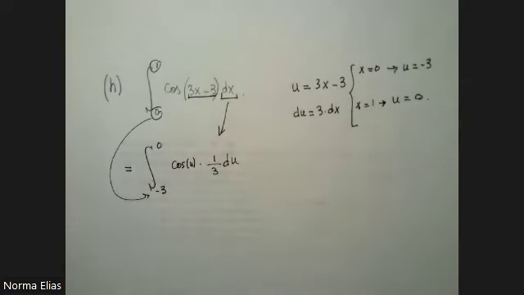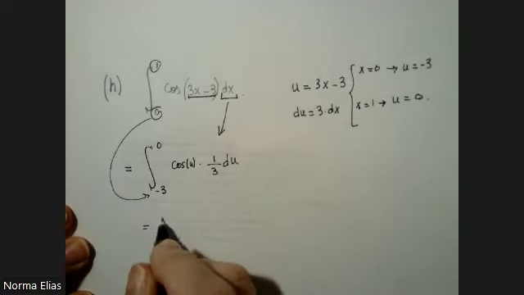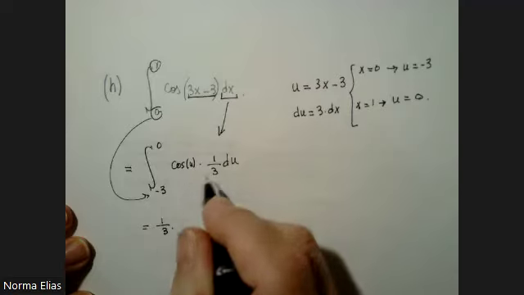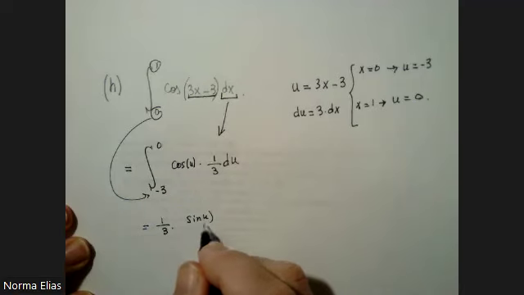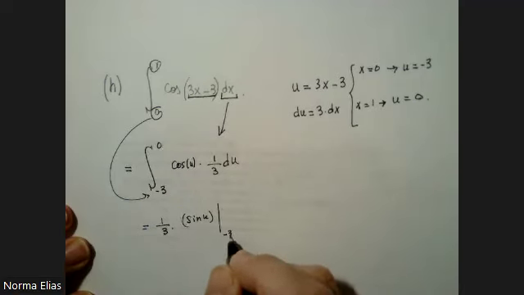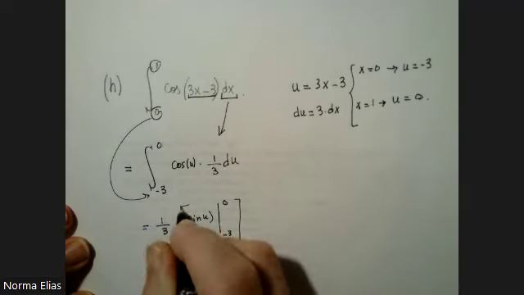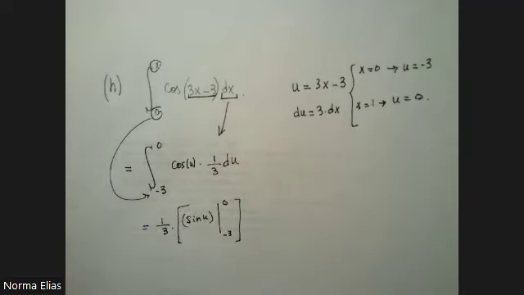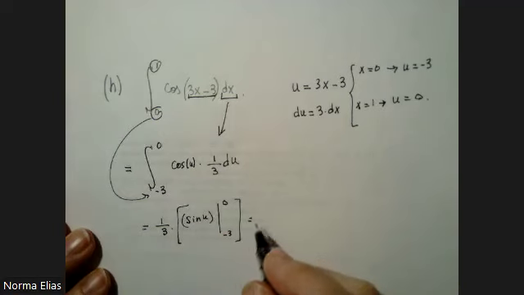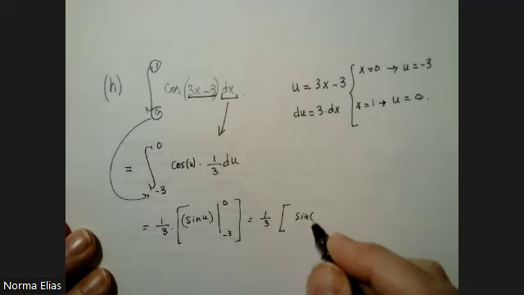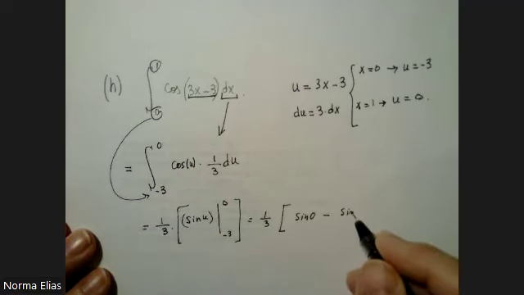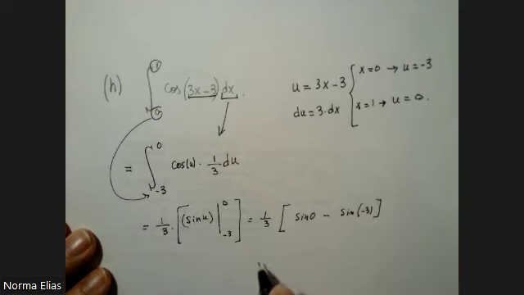So now I have a fairly simple integral in u. I don't care about x anymore. x is gone. So now I will have 1/3. That's my constant. I can pull it out. The antiderivative of cosine is sine, evaluated between minus 3 and 0. So no more x. That's my new integral. Everything is done. So finally, I will end up with 1/3 times sine 0 minus the sine of minus 3.